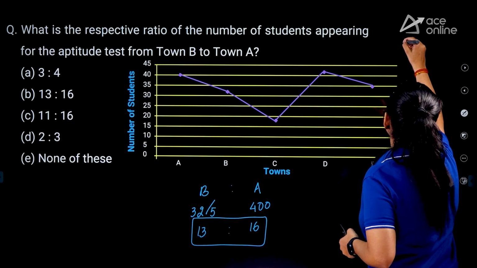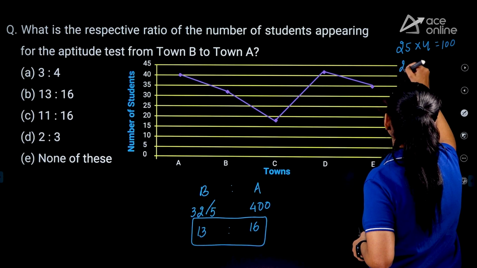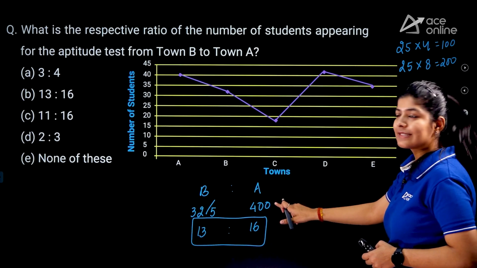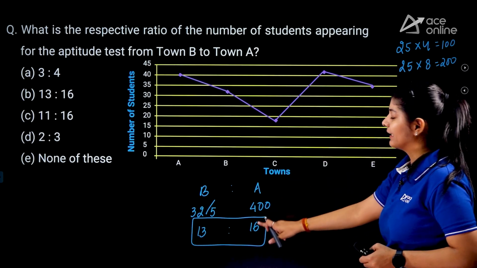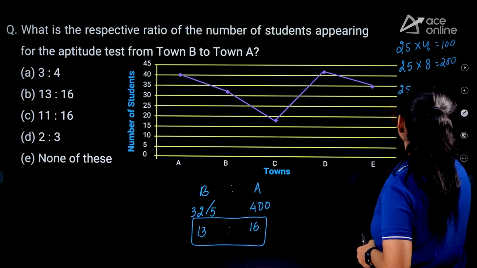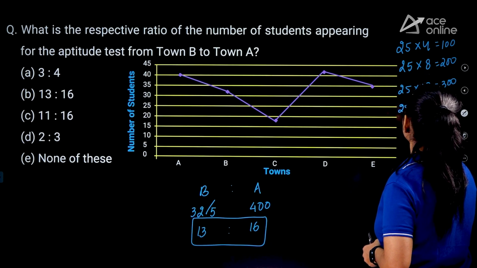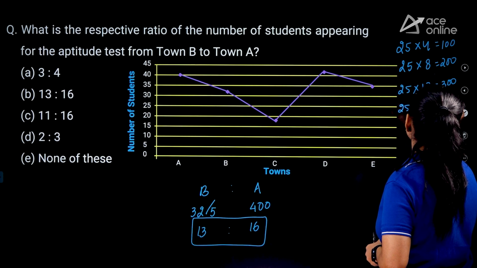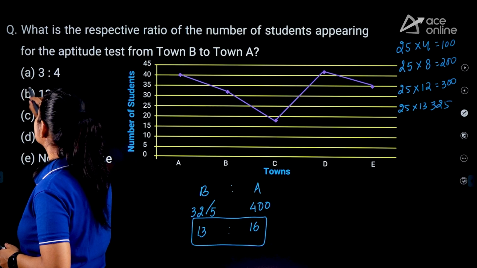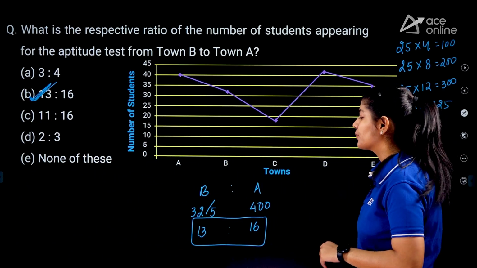We know that 25 into 4 is 100, right? 25 into 8, that is 200. So basically this is the double of this one, so we can directly write 16 over here. And we know that 25 into 12 is 300, so 25 into 13 is 325. So we just write it like this, and the correct option over here is option number B.